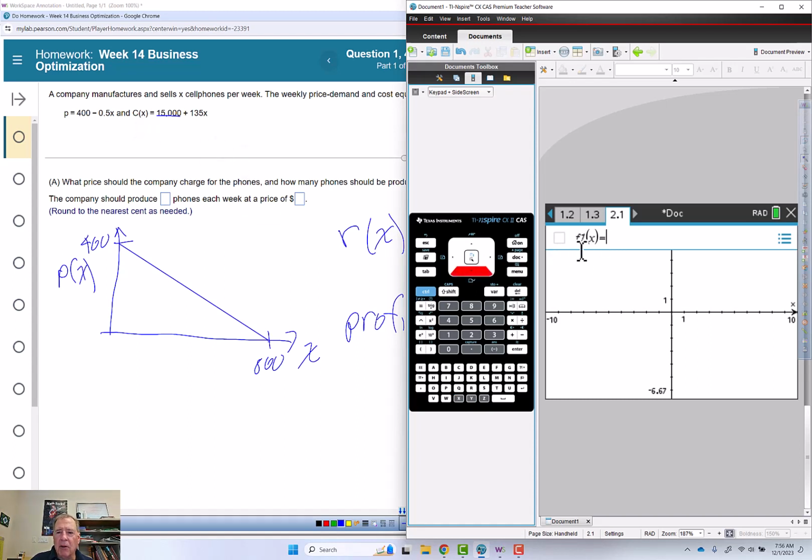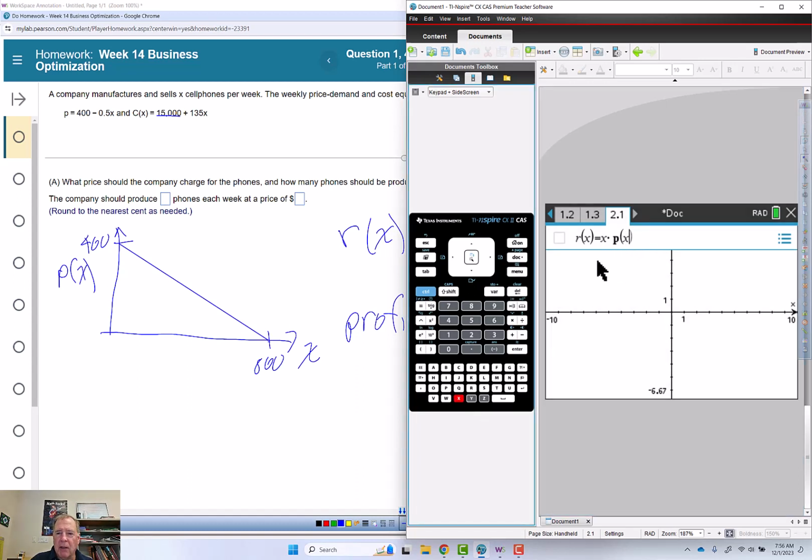Now I'm going to put in the cost function that the problem gave us. So that's C of X equals 15,000 plus 135x. And I'm going to put in revenue next. So I just down arrow to put in another function. R of X equals X. And in this calculator, if you're going to put 2 letters together and imply multiplication, you need to put in a times sign. So X times P of X.